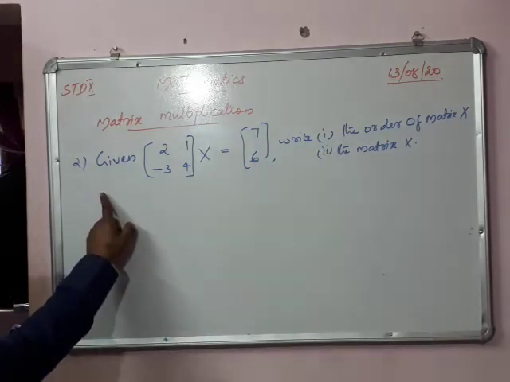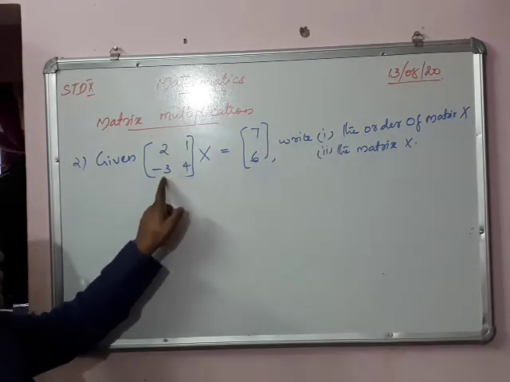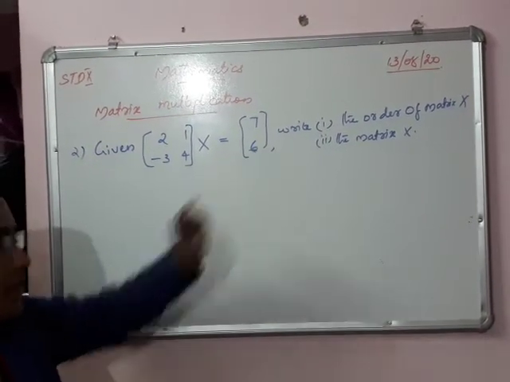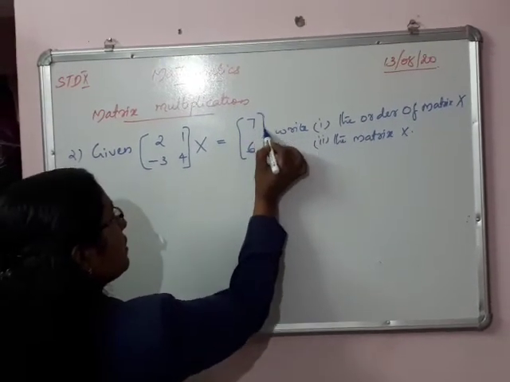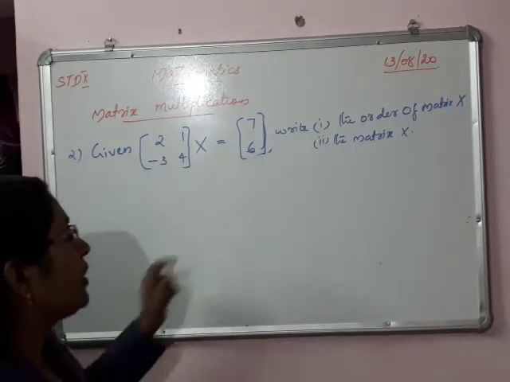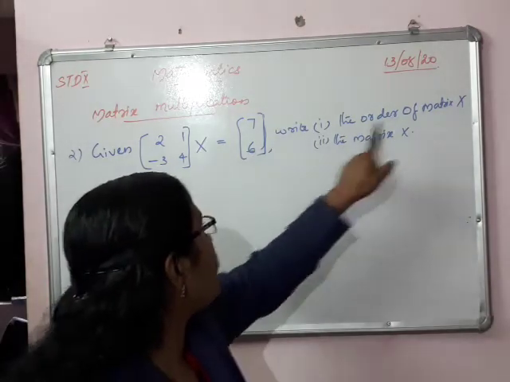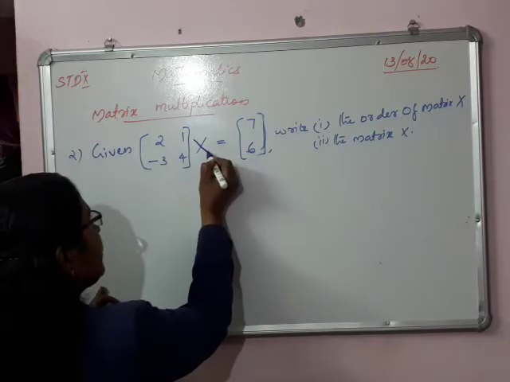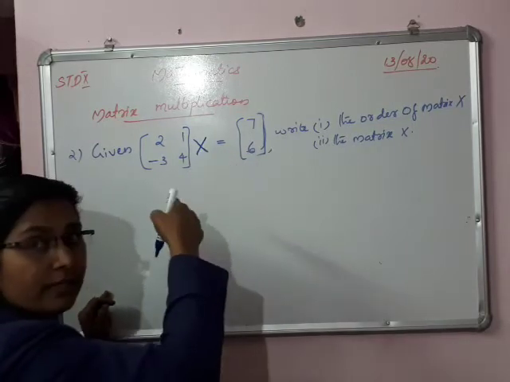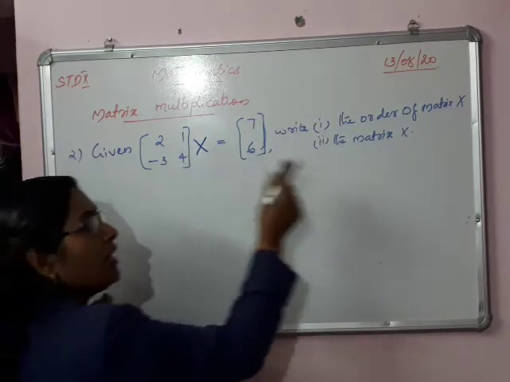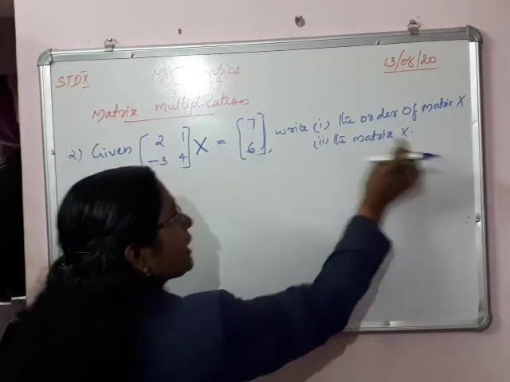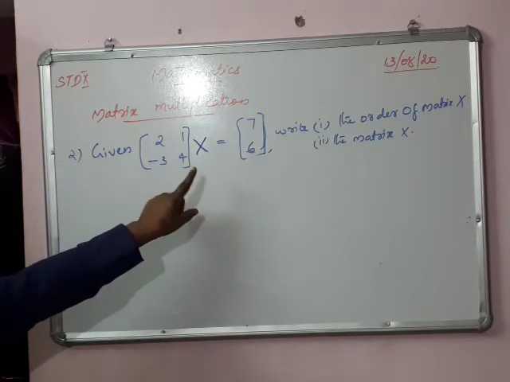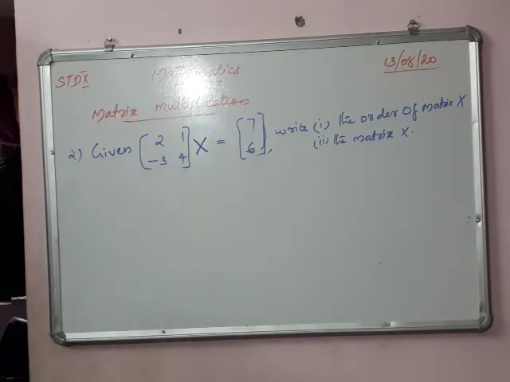Another question for you. Given the matrix 2, 1, minus 3, 4 into X is equal to 7, 6. You see, 7, 6 is a column matrix. Question: find the order of matrix X. This is not the multiplication symbol; it is one of the matrices, capital letter X, the name of one of the matrices. Find the order of matrix X and find the matrix X. This is a board exam question from 2018. How can we find it?